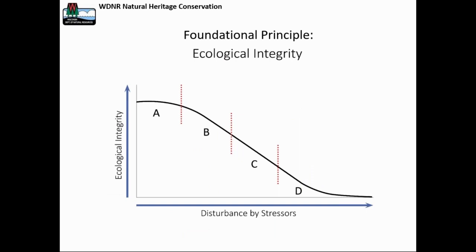And so on the graph, you can see that as disturbance by stressors increases, the black line, that is ecological integrity, goes down. And the principle is that as these stressors increase, stressors like fire suppression, invasive species, nitrogen deposition, physical disturbance to a site, those all impact the integrity of the site. So this is something we understand conceptually. This graph is just a nice way of graphically illustrating that.